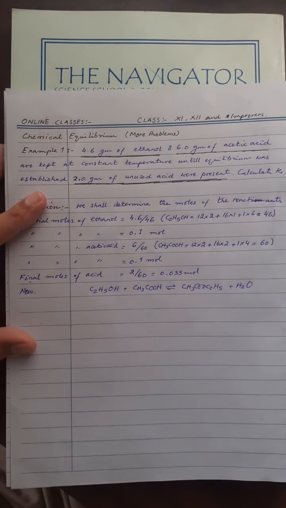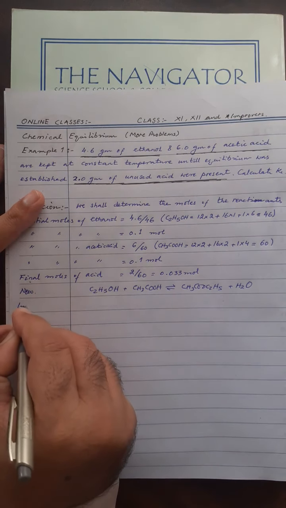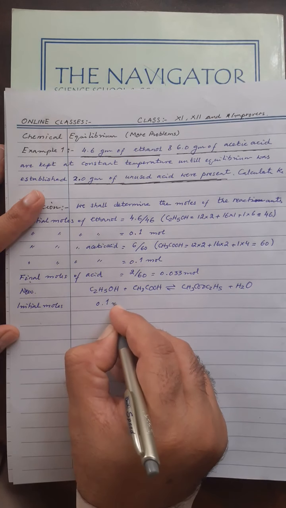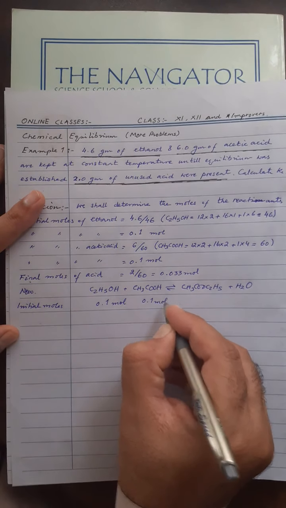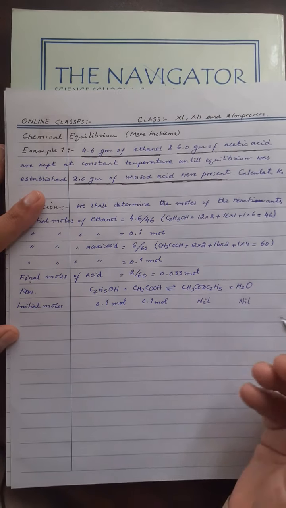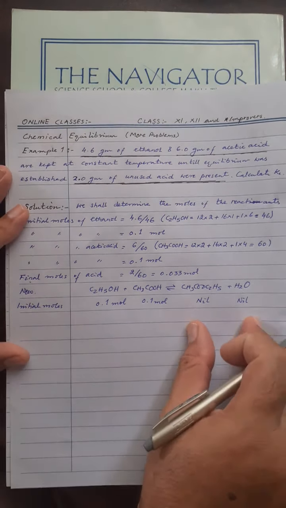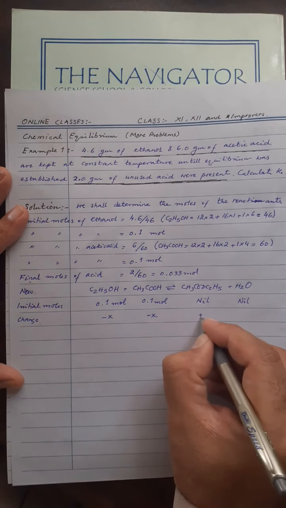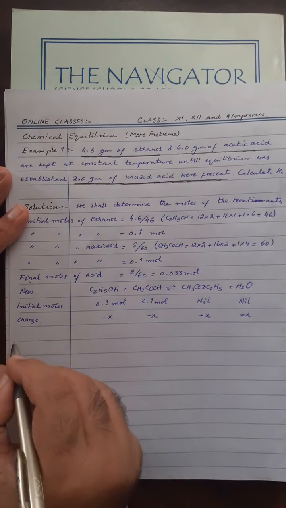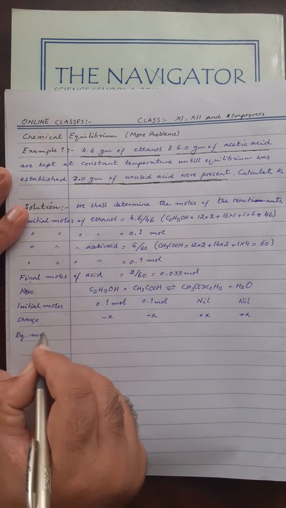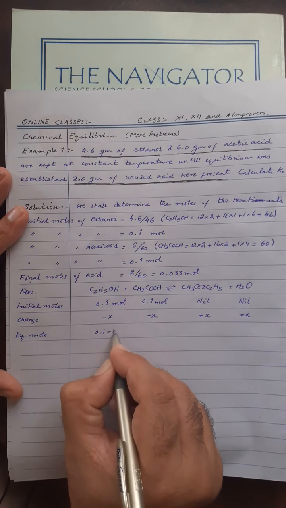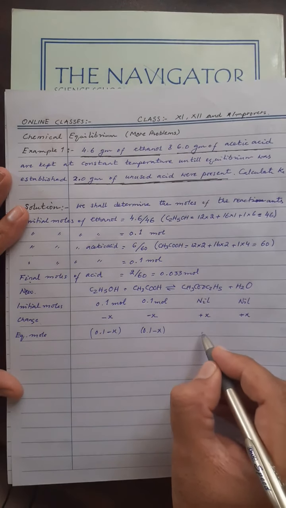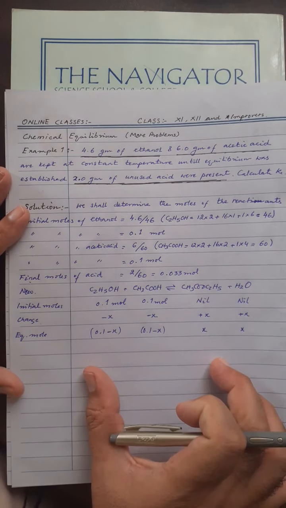Now, as we all know how we do it, we write the initial moles first. In this particular case, there's 0.1 mole and 0.1 mole. And at this state, it's nil. Now, what is the change? This is going to increase, this is going to decrease. So, change in reaction is minus x, minus x, plus x, plus x. Now, how do you write equilibrium moles? 0.1 minus x, 0.1 minus x, just add them. 0 plus x, so it's going to be just x. This technique I have taught you in my previous lecture.